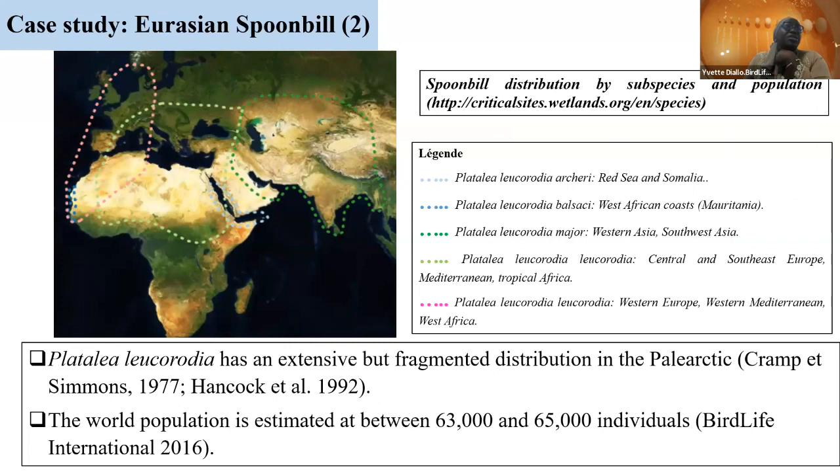Here we have Platalea leucorodia archeri in gray in the Red Sea and Somalia. And here in blue, we have Platalea leucorodia balsaci located on the West Africa coast, Mauritania. And you have in green Platalea major, in Western Asia and Southeast Asia. We have Platalea leucorodia with two populations divided in two groups: one in Central and South Europe, Mediterranean and Tropical Africa, and Platalea leucorodia in Western Europe, Western Mediterranean and West Africa. It is this population that is the focus of this study.